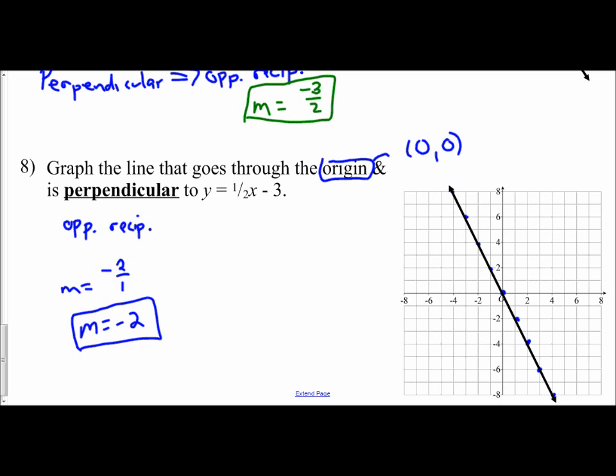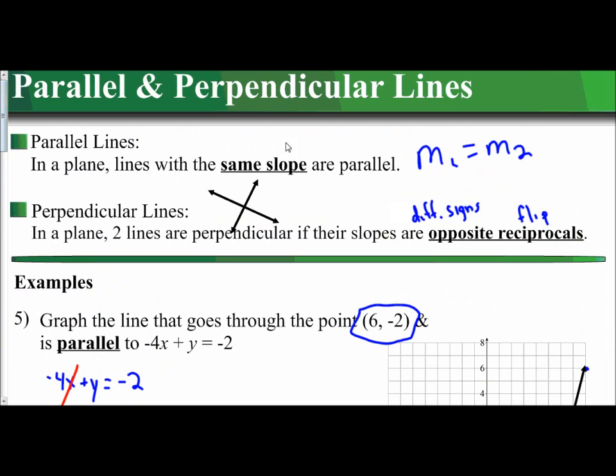So overall, we have to make sure we can identify what our slope is for the line we're parallel or perpendicular to, and then apply our definitions of parallel slope and perpendicular slope. Parallel slope is the same, and perpendicular slope is the opposite reciprocal, which means different signs for the slopes, and flip what is given to you.